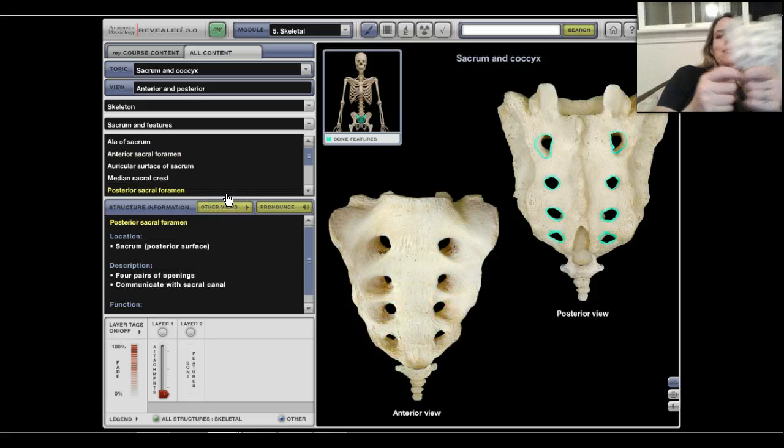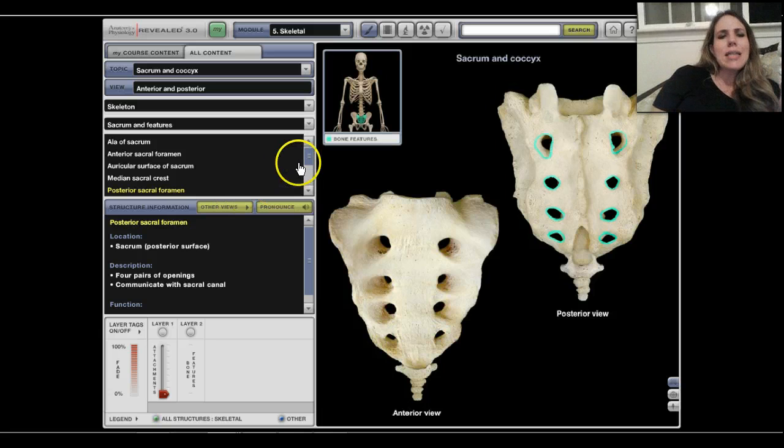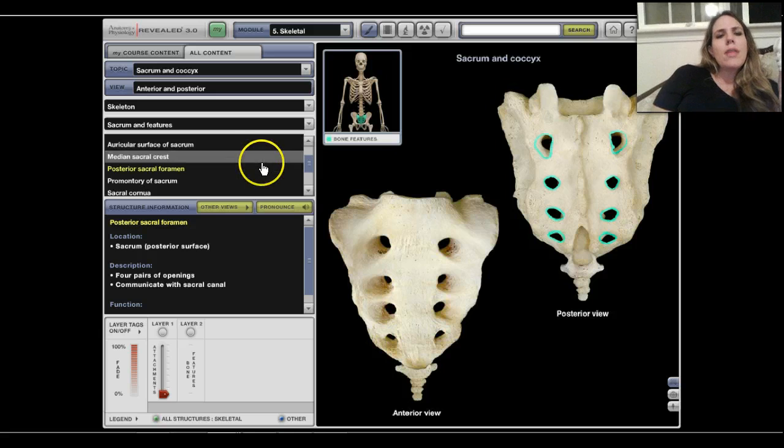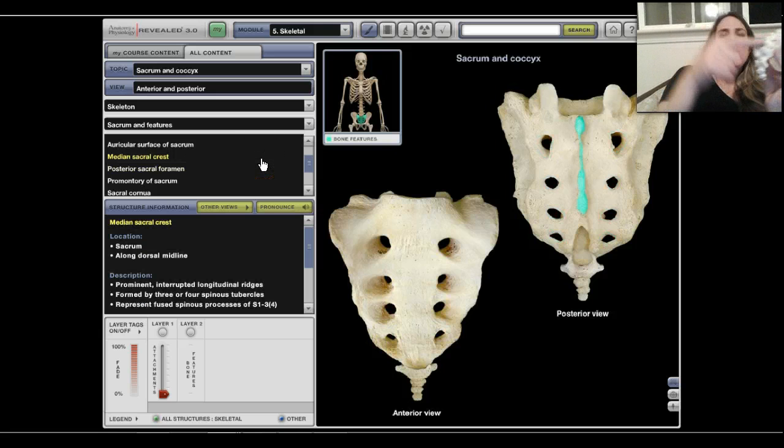Posterior sacral foramen. Okay, so you got those, anterior, posterior. But now let's look at the posterior side and see all these ridges here. This actually sticks out. It's a crest. It goes down the middle of the sacrum. Therefore, it is a medial sacral crest. Can you see that? Medial sacral crest, right down the middle. We don't have that on the anterior side, as you can see.